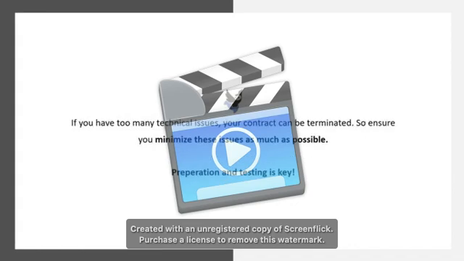Now remember, if you have too many technical issues, your contract can be terminated. So ensure you minimize these issues as much as possible. Preparation and testing is key.